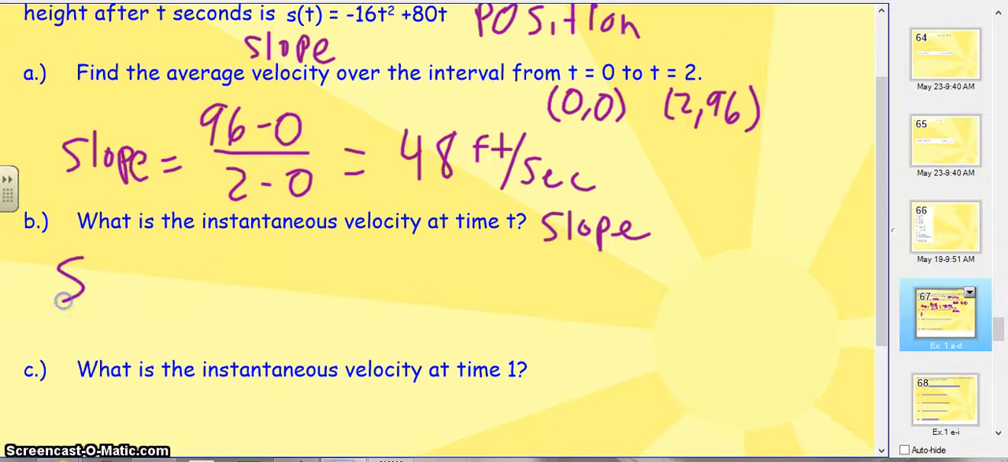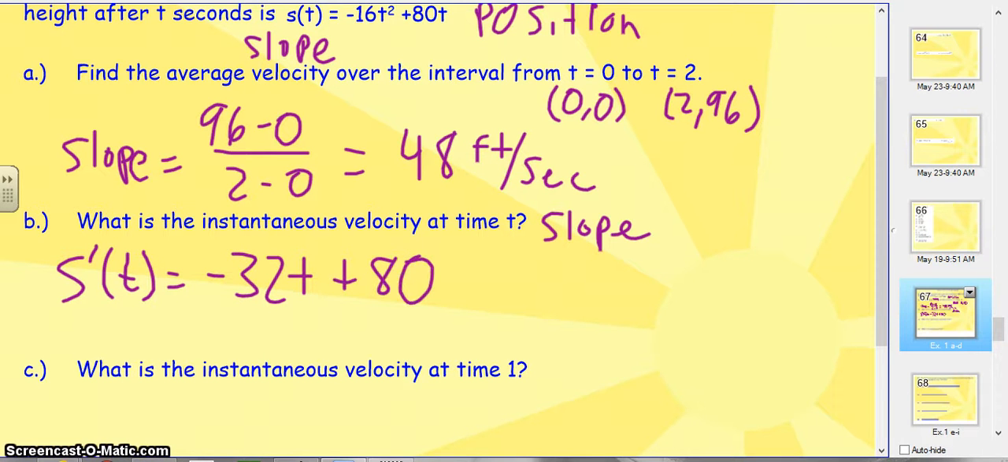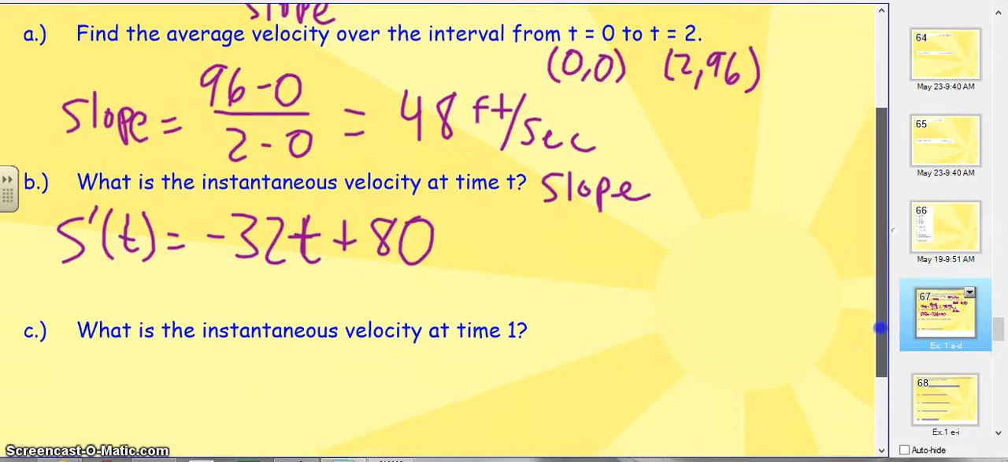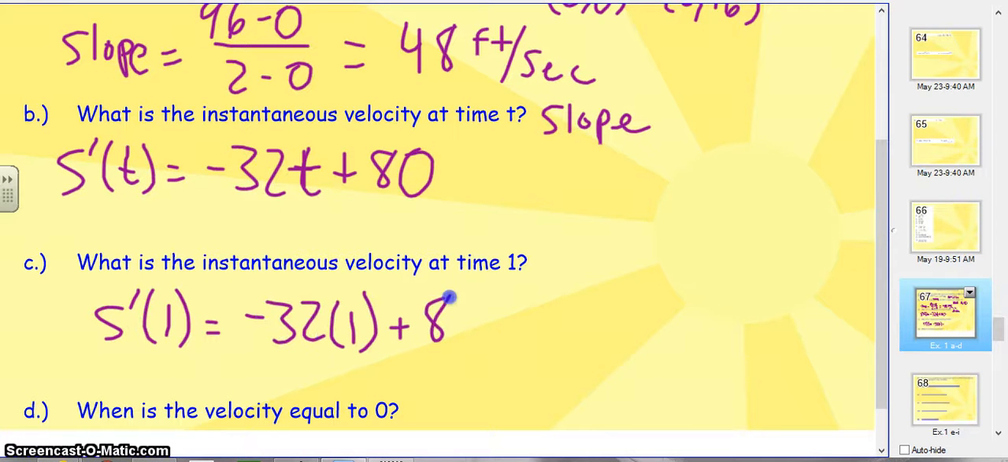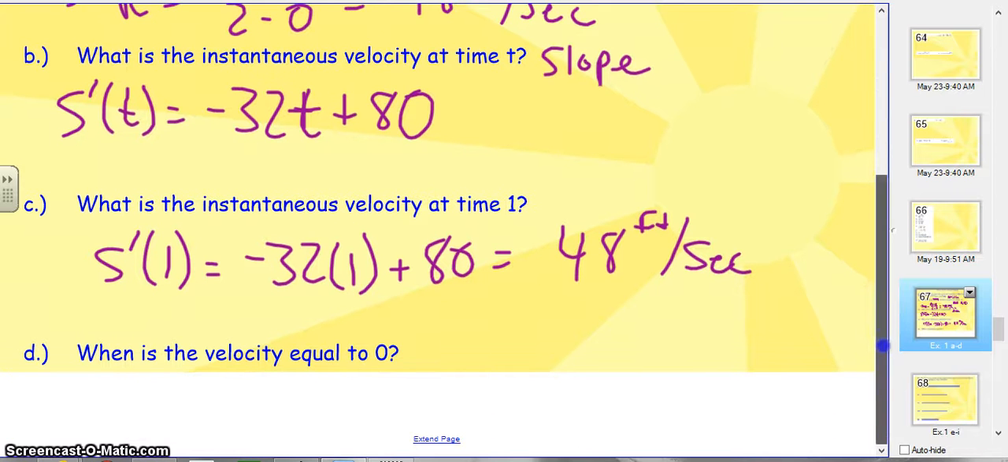I want f derivative at t. So we're going to get negative 32t plus 80. That's giving me the derivative, or the slope, at any time I pick. Now what's the velocity at time 1? All I have to do is find the derivative at 1. We already have the derivative, so I'm just plugging in 1. And that should be 48 feet per second.